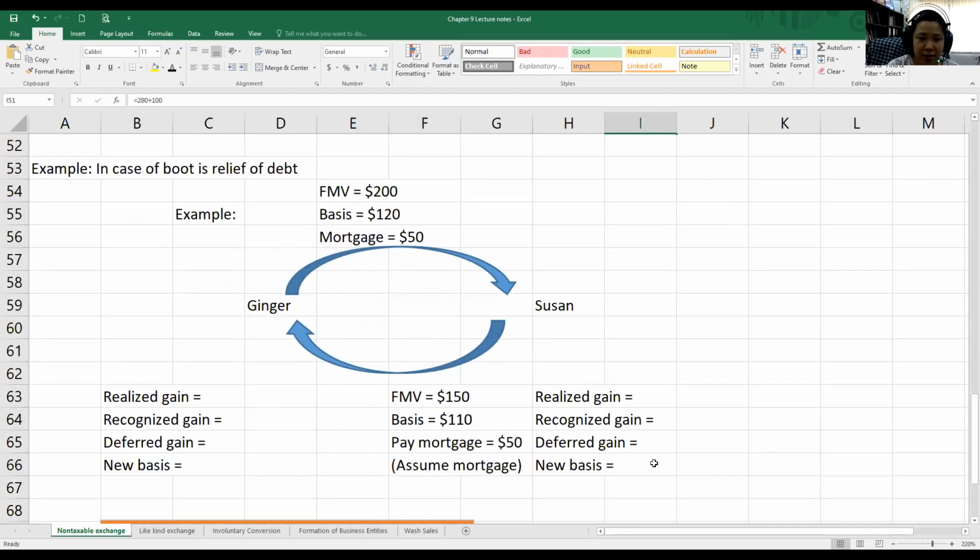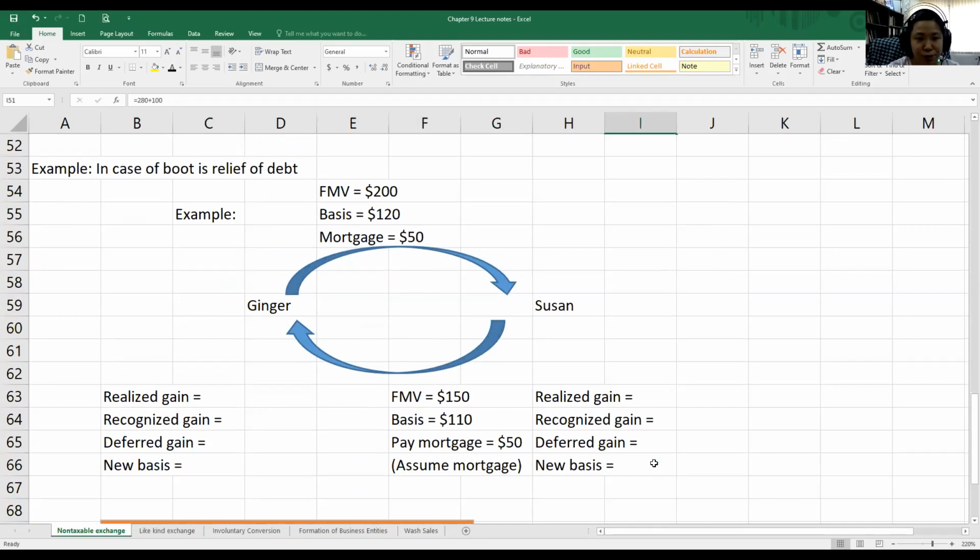All right, let's look at another example. If there's a relief of debt, remember the relief of debt is also treated as boot. Let's look at the example here.